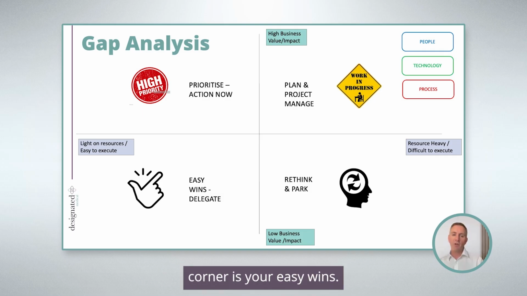The bottom left-hand corner is your easy wins. These are very light on resources and relatively easy to execute. They're not going to be game changers for your clinic, but they're pretty easy wins. These should be delegated to the junior members of your team to action over the course of the next 2 or 3 months. And in the bottom right-hand corner, we have rethink and park.